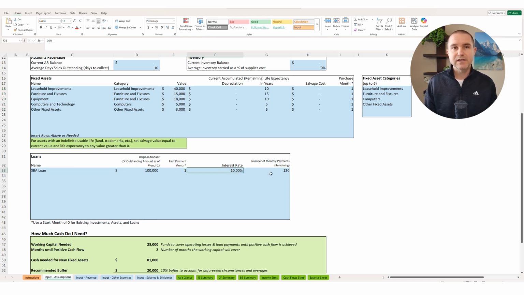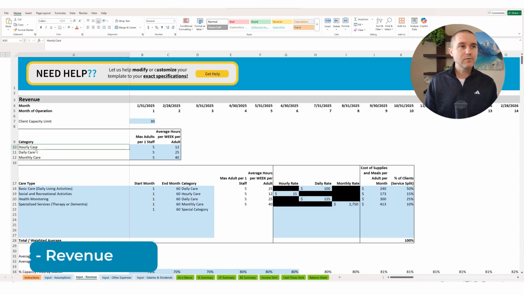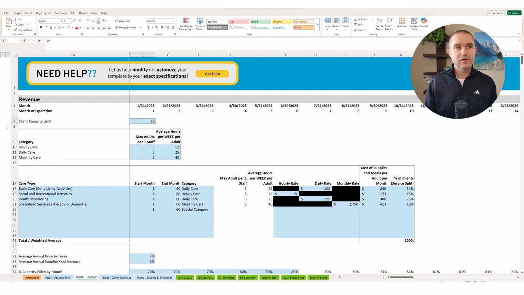We've got that at a 10% interest rate and a 120-month term, or a 10-year term. All right, so let's look at how the revenue model works. What we did here is assume that you'll have some client capacity limit for the facility.